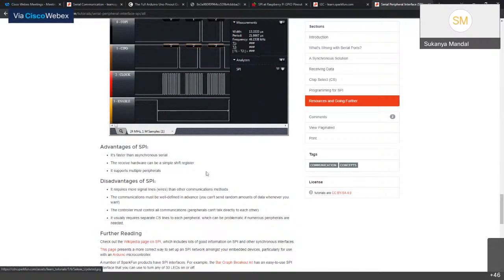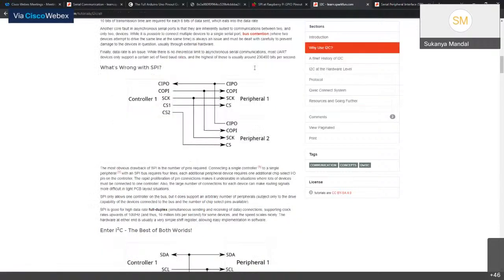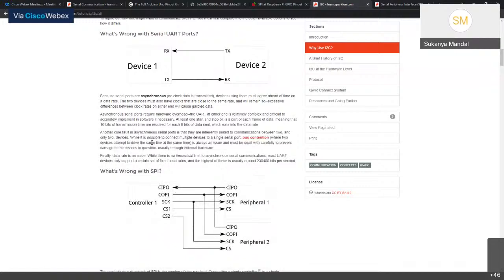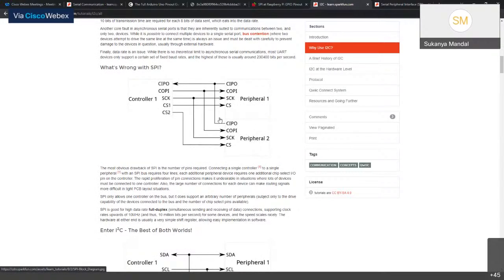Now, that's where I2C kicks in. So we covered what's wrong with UARTs. Here we'll cover what's wrong with SPIs. So here is one controller and here are 2 peripherals. The most obvious drawback for SPI is, of course, the number of pins required, which is 4. And in case of multiple chip selects, it just keeps on increasing.